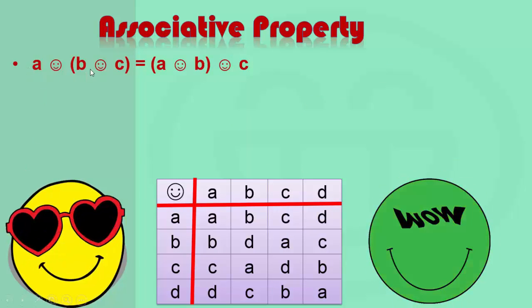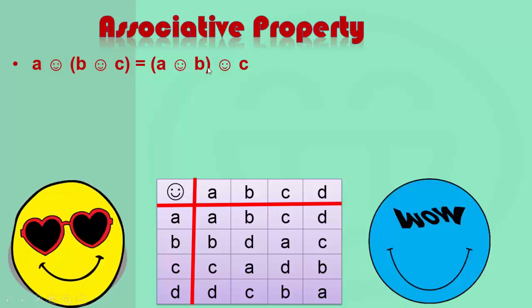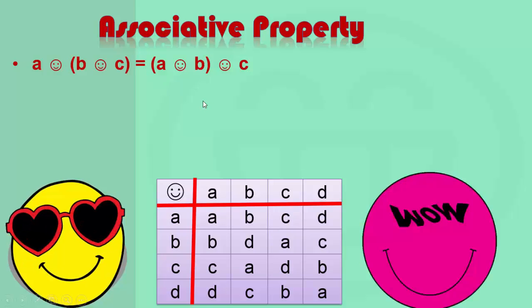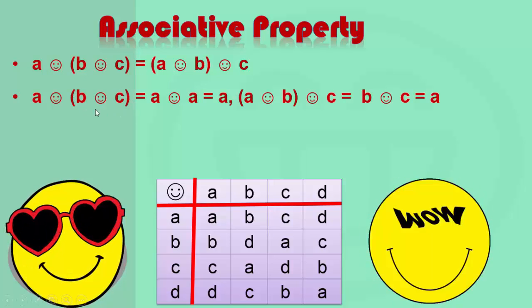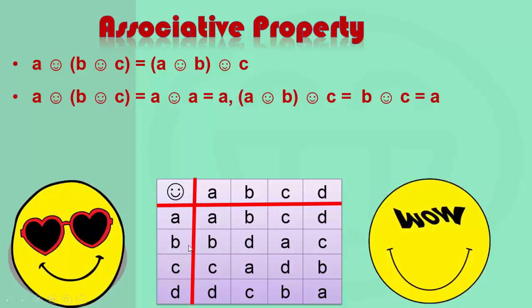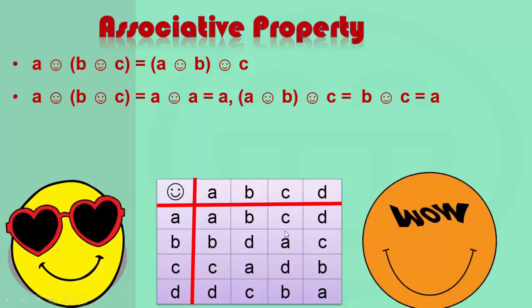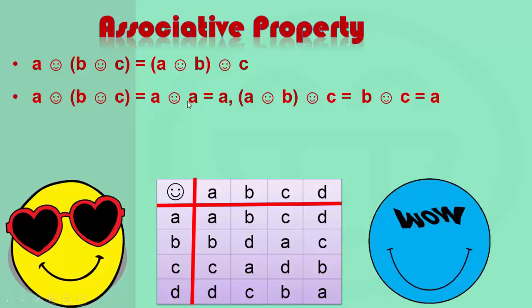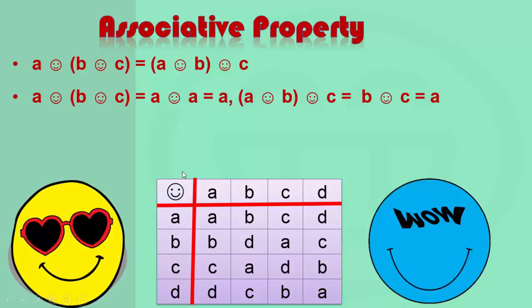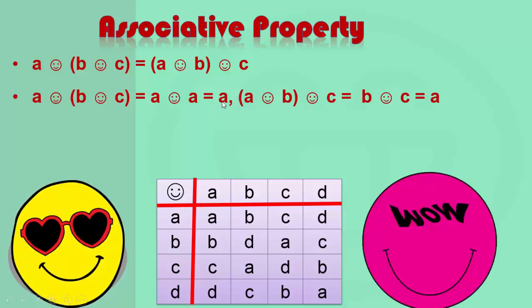Here's one case, A, B, C, and I put the brackets here around the B and C, and then I changed it and put the brackets around the A and B. So what I want to do is check using our order of operations to see if this is true. So let us do the first one. I do the operation B smiley face C first. So I go to my table and I go to B and C and see where they intersect, and I see they intersect at A. So I put an A over here. And now I have A smiley face A, and I see where they intersect here, and I see they intersect at A.